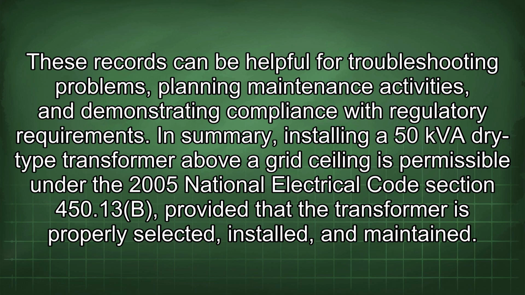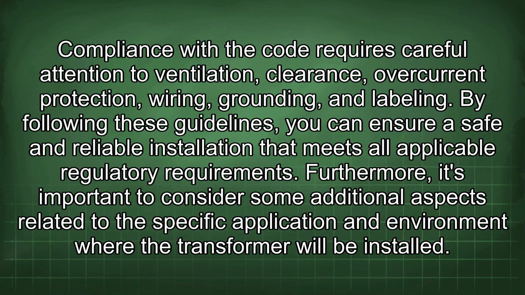In summary, installing a 50 kVA dry-type transformer above a grid ceiling is permissible under the 2005 National Electrical Code Section 450.13(b), provided that the transformer is properly selected, installed, and maintained. Compliance with the code requires careful attention to ventilation, clearance, overcurrent protection, wiring, grounding, and labeling. By following these guidelines, you can ensure a safe and reliable installation that meets all applicable regulatory requirements.